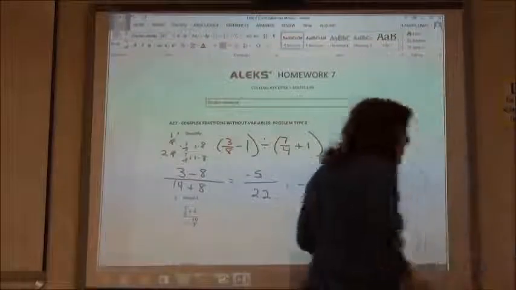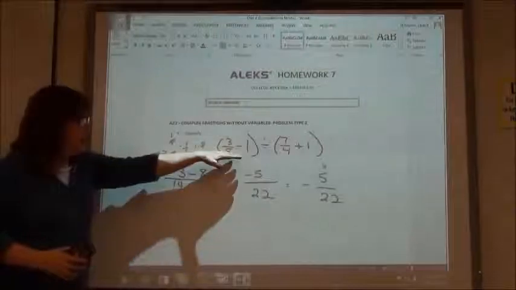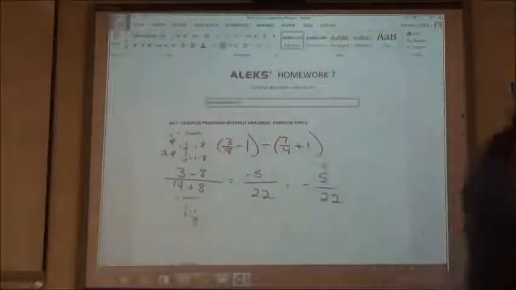So, I did it on my paper, going to check it with my calculator. This is how I want to type it in. Start with the parentheses. 3 fraction eighths minus 1, close the parentheses since I'm done with the top, divided by parentheses 7 fraction fourths plus 1, close my parentheses. Now, what shows up on your calculator? Holy. The right answer, right? I was trying to do that last night, but it didn't work. Must have been the parentheses.